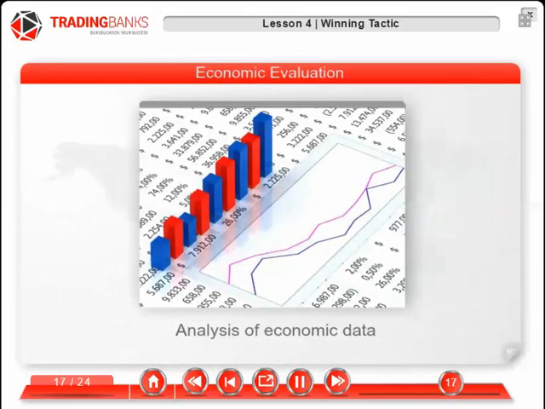The second thing that needs to be learned is analysis of economic data. One can explain that when the interest rate in a country rises, the value of the local currency rises because the demand for deposits in this currency increases. People buy it, and then it strengthens.